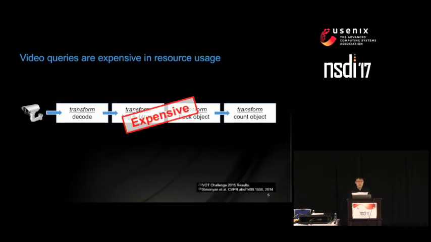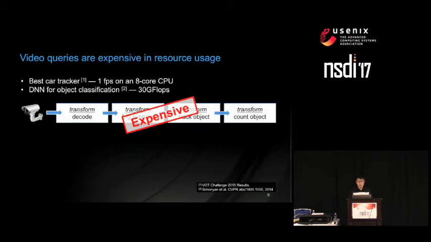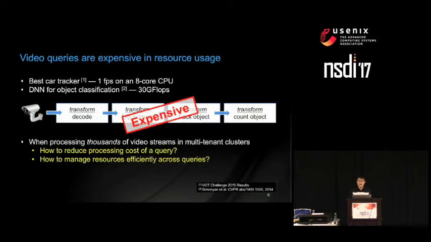However, running vision algorithms can be very expensive in their resource usage. For example, the best car tracker from the VOT Challenge 2015 could only process 1 frame per second on an 8-core machine. Some of the most accurate deep neural networks for object recognition require 30 GFLOPs to process a single frame. Because of the high processing costs and high data rates of video streams, resource management is crucial.